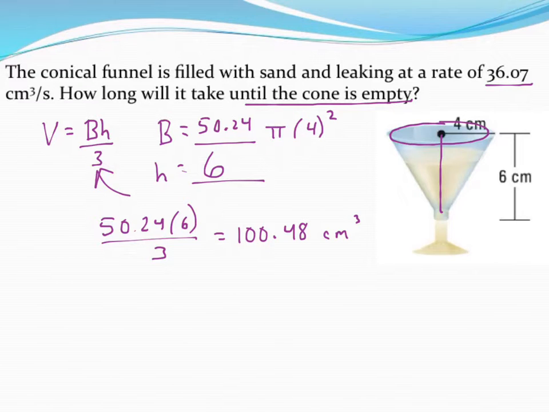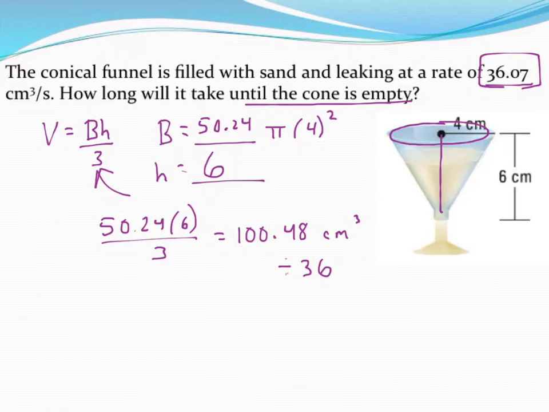Now that's the volume of the cone, but the question this time wasn't to find its volume, it was to find out how long it will take till the cone is empty of sand. And so what they've told me was every second there's 36.07 cubic centimeters of sand leaving this cone. So what I need to do is figure out how many times 36.07 goes into my volume. So in other words, I need to divide.